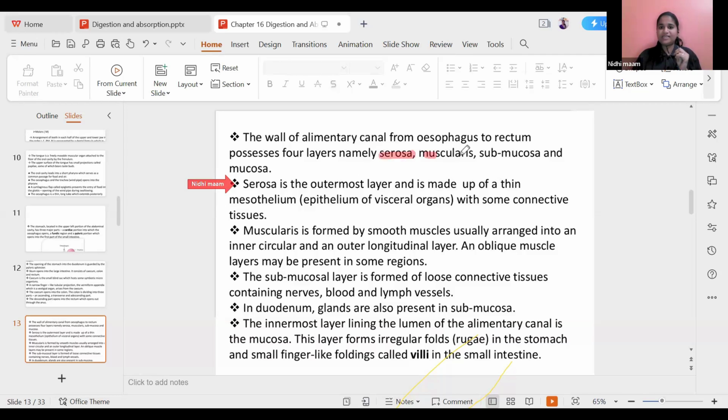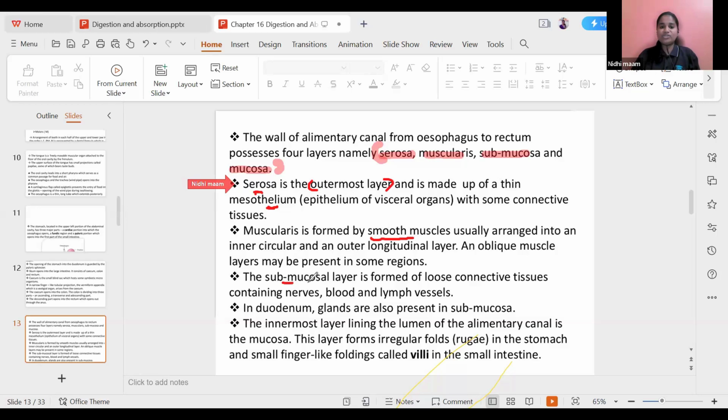So here you have serosa, muscularis, submucosa and mucosa. These are the layers of the alimentary canal, right? When we see the layers of the alimentary canal, the serosa is the outermost layer. You should remember it. It is made up of mesothelium. Then muscularis, the second layer, is formed by smooth muscles. It is usually arranged in an inner circular and outer longitudinal layer.